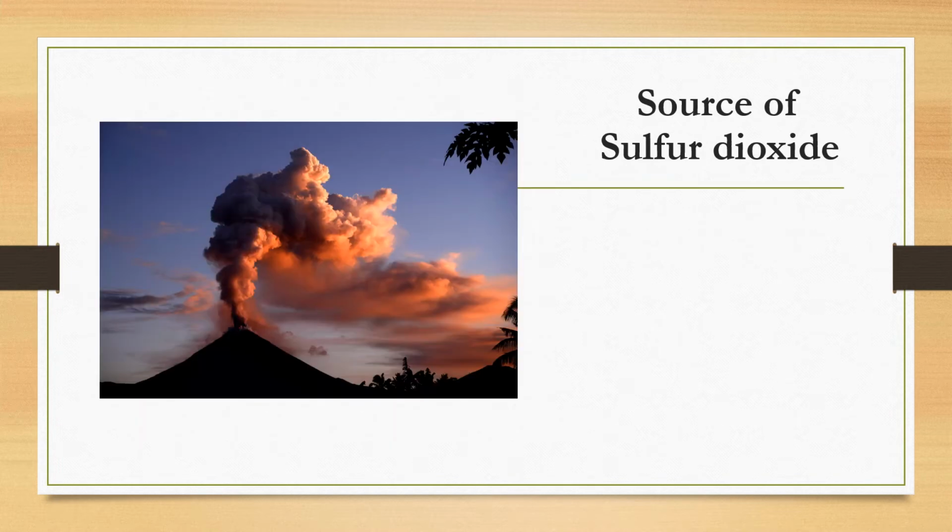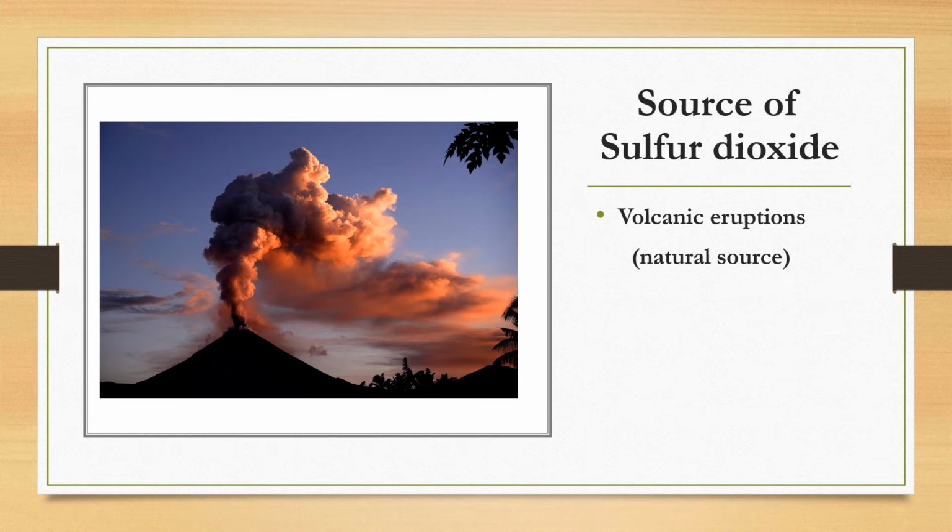You have learned previously that sources of air pollutants can be man-made as well as natural. This picture illustrates a natural source of sulfur dioxide. Observe this picture and identify this source. During volcanic eruptions, a large amount of sulfur dioxide is released into the air.